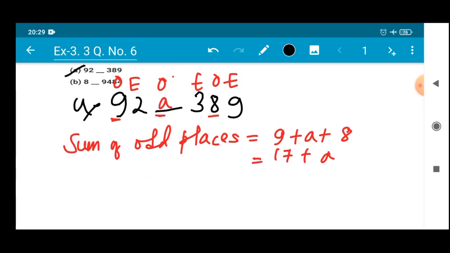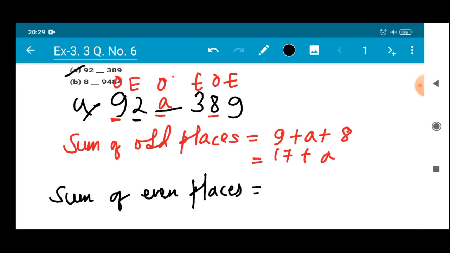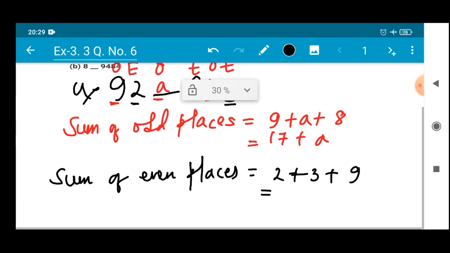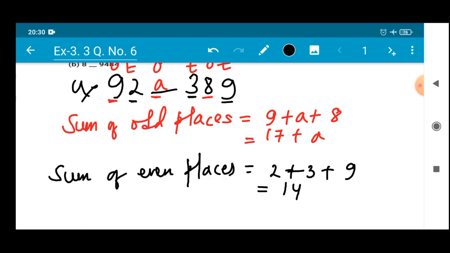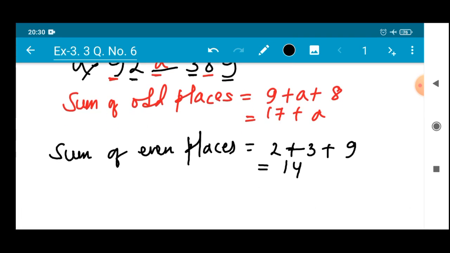Next we will do the sum of the even places. What is there in the even places? 2 we have, plus 3 we have, and then we have 9. 2 plus 3 is 5, and 5 plus 9 is 14, right? So 9 plus 5, that is 10, 11, 12, 13, 14. Yes, it is 14.